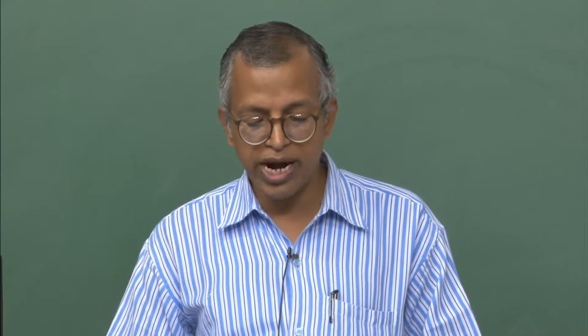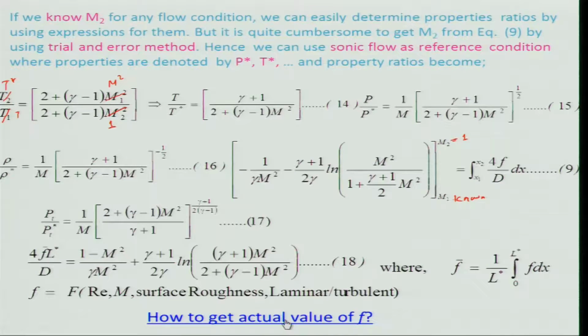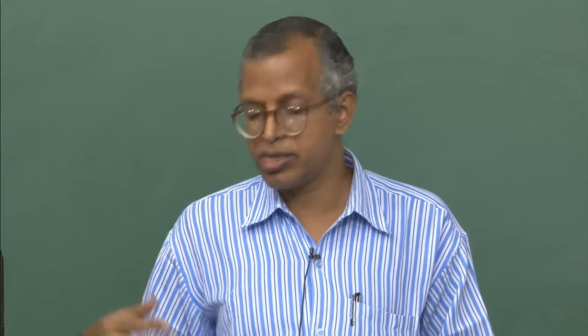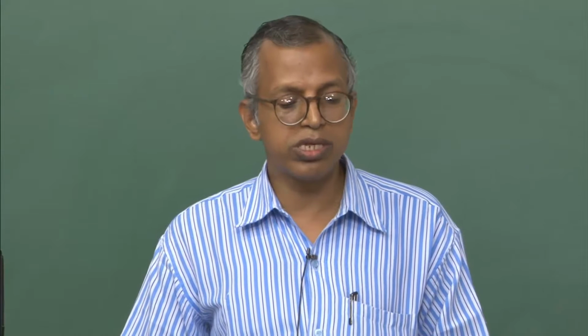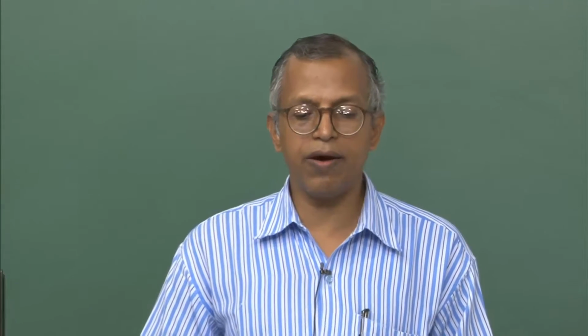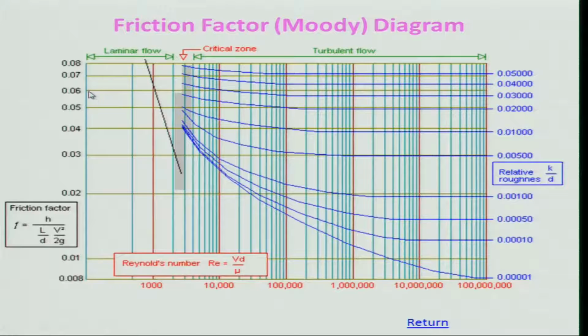So, now the question arises how to get the actual value of f, because unless I know this f value I cannot really estimate. But it depends on several parameters: Reynolds number, Mach number, surface roughness, laminar or turbulent flow and other things. For that we need to use this chart, that is the friction factor diagram or Moody diagram, which you might have studied. In this diagram, the friction factor is plotted on the vertical axis, the Reynolds number on the horizontal axis, and these numbers are basically the relative roughness factor.